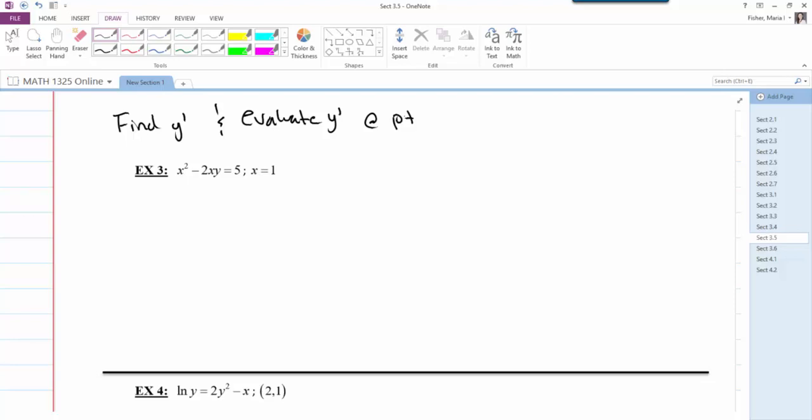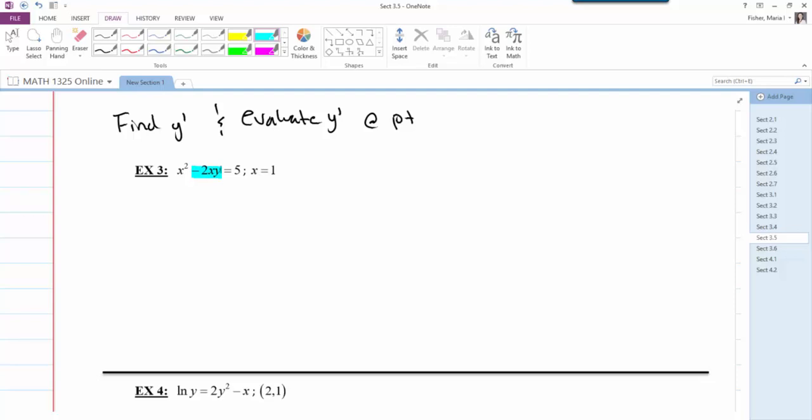Now be really careful here. Notice that in the middle here, this is negative 2xy. When you have variables right next to each other in math, that means that they're multiplying, which means what I've highlighted in blue there is a product.